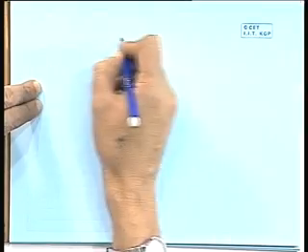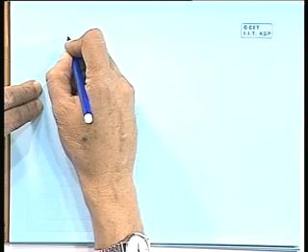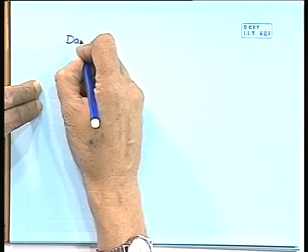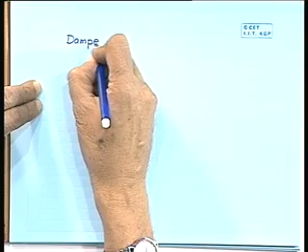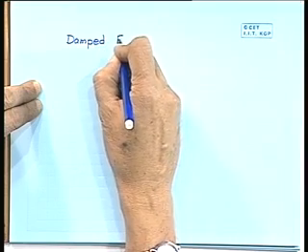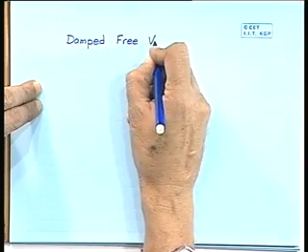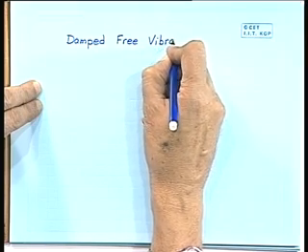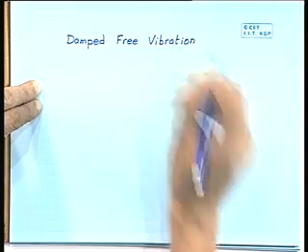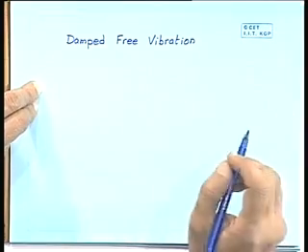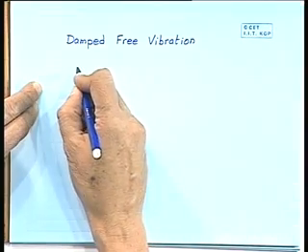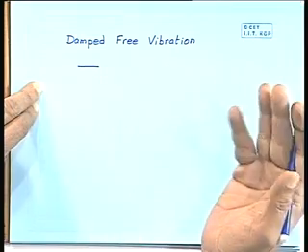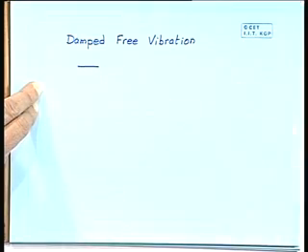So we go for damped free vibration. We are talking about single degree of freedom systems, so I am not repeating that again and again. So it is damped free vibration. Now we saw in practical cases that things die down, and it is always better to consider that damping is an inherent property, and let us try to mathematically model it.